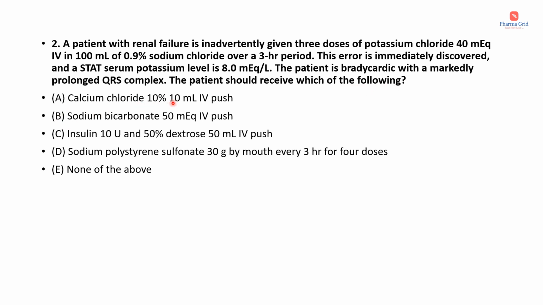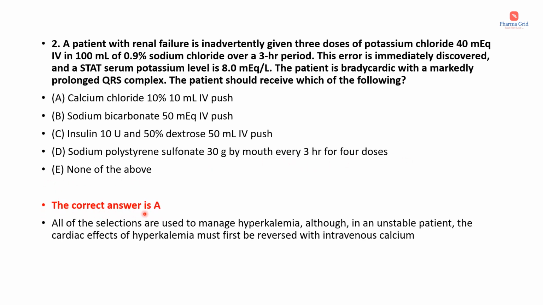Options are calcium chloride 10% 10 ml IV push, sodium bicarbonate 50 milliequivalent IV push, insulin 10 units and 50% dextrose 50 ml IV push, sodium polystyrene sulfonate 30 gram by mouth every 3 hours for 4 doses, none of the above. So here the answer is option A, that is calcium chloride 10% 10 ml IV push.